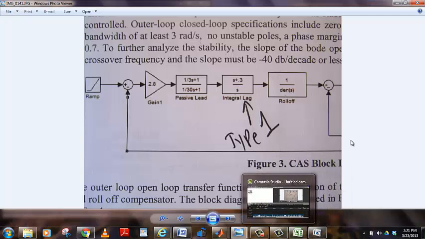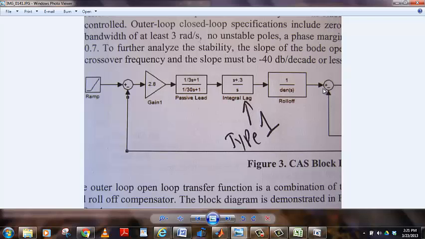Another problem is that the spacecraft was supposed to follow a ramp command. In order for the output to follow a ramp input, you have to have a type 2 system. Some groups recognized this. Other groups said this, but then they kept a type 1 in the forward loop. So you need 2 integrators, 2 s's, in order to follow a ramp input. No matter how the graph looks, you need to have that.